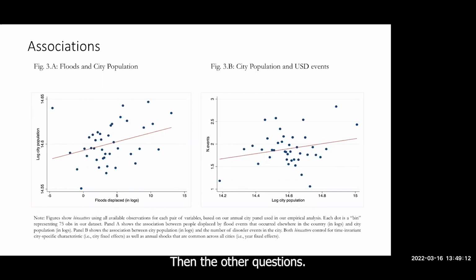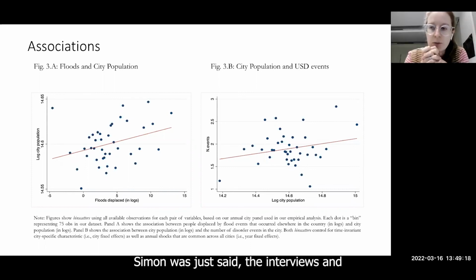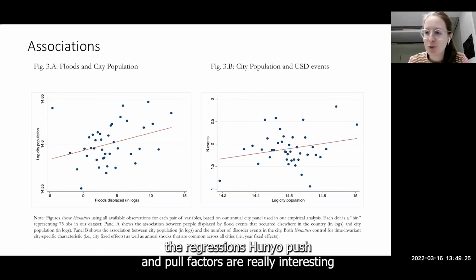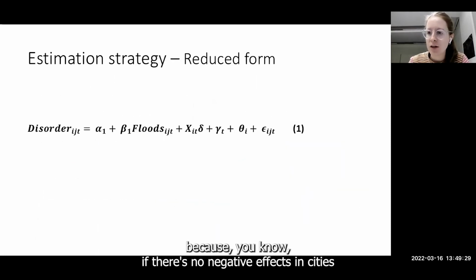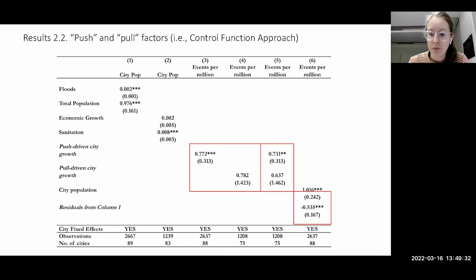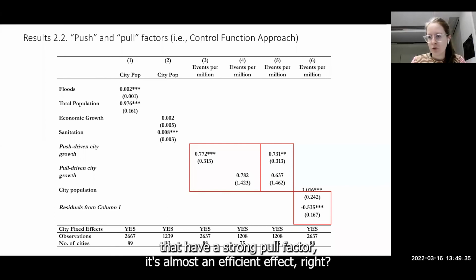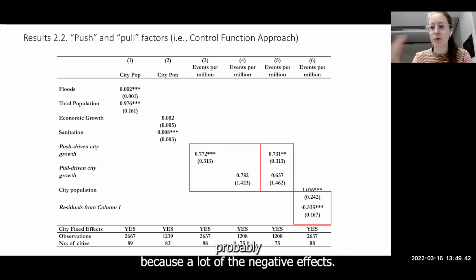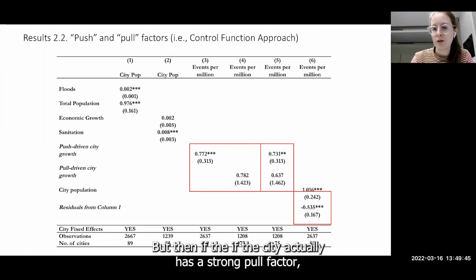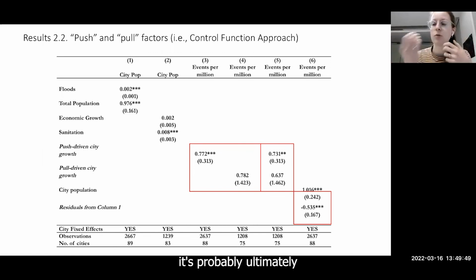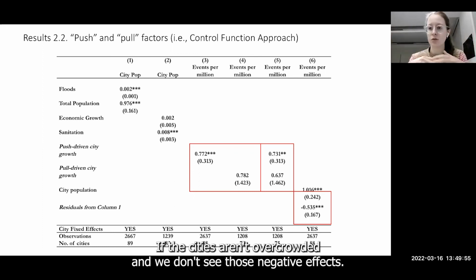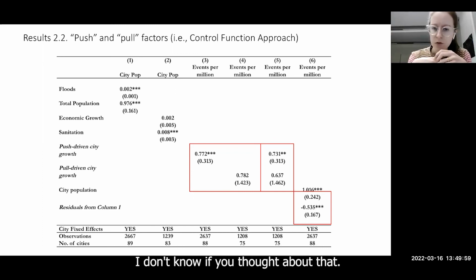Are there any other questions? I think relating to what Simon also just said, the regressions on your push and pull factors are really interesting, because if there's no negative effect in cities that have a strong pull factor, it's almost an efficient effect, right? Not that the floodings are efficient, but people have this push to leave that rural area probably because of that negative effect. But then if the city actually has a strong pull factor, that's probably ultimately the better outcome for people, if they can be more productive there, if the cities aren't overcrowded and we don't see those negative effects.